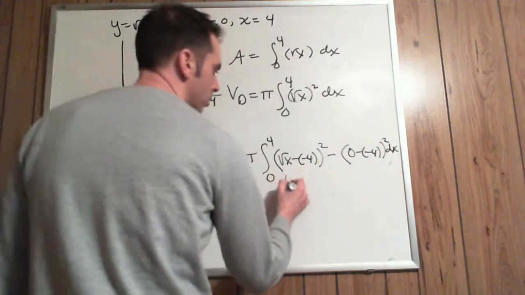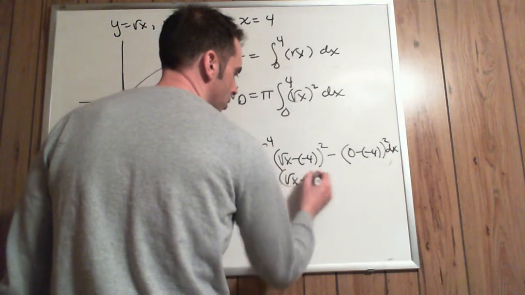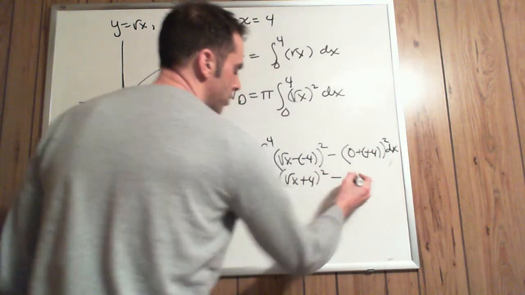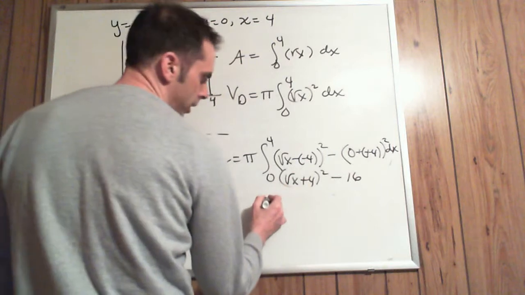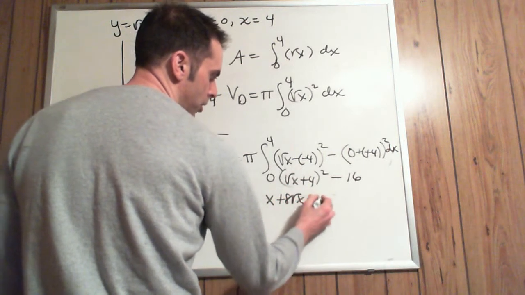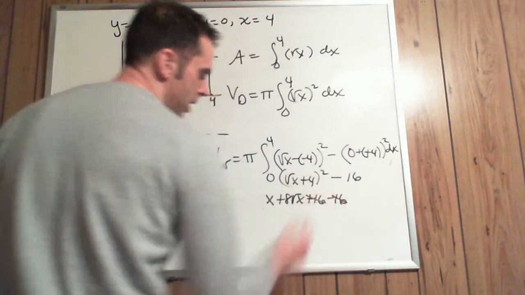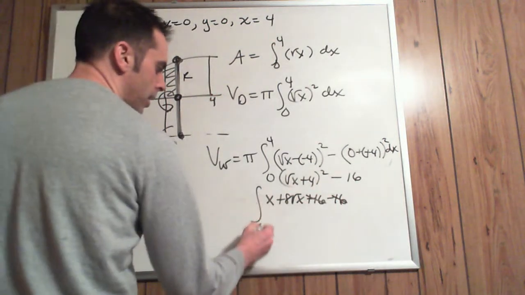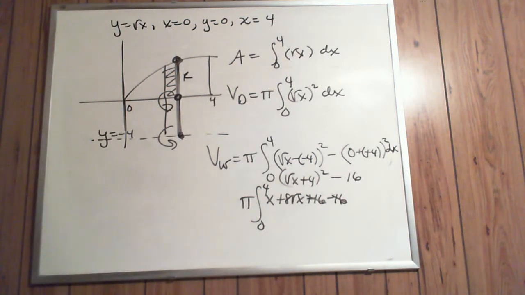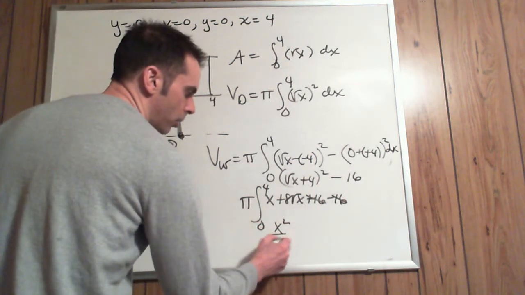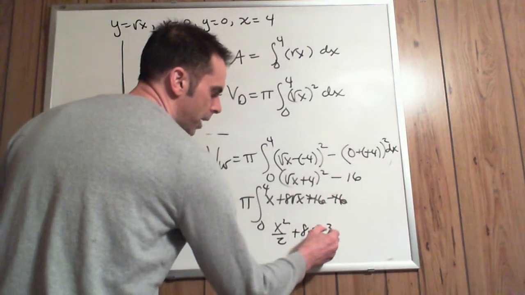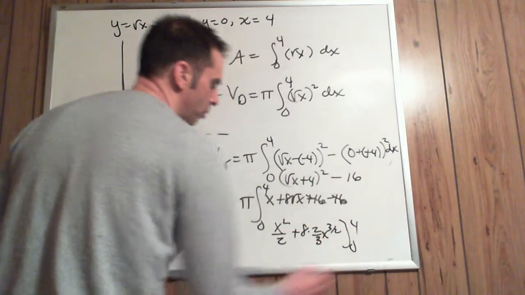And then I get here (root x plus 4), close it, square it. That becomes x plus 8 root x plus 4 squared, which is 16, minus 16. They would drop out, and still I have to take that antiderivative yet, but I'm assuming that would be very easy. That'd be x squared over 2 plus 8 times 2/3 x to the 3/2, going from 0 to 4 times pi.